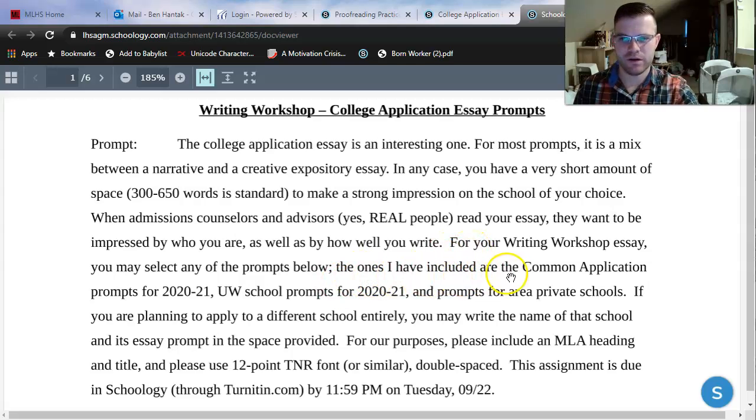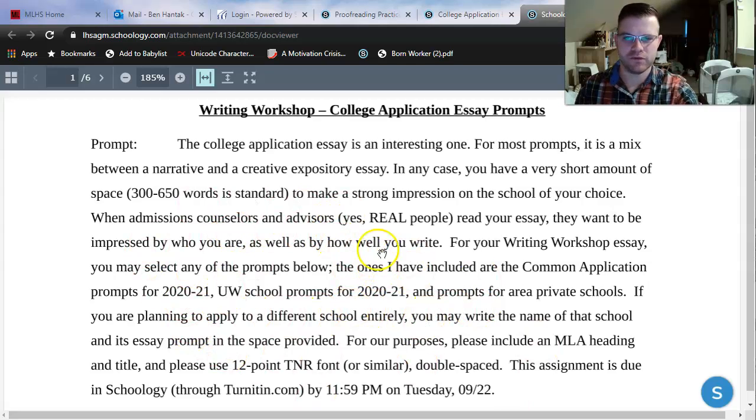The ones I've included are the common application prompts for 2020, 2021. A lot of schools use the common application, and they've got 7 prompts. I cut the last one out because it's too open for this particular project. But there are 6 prompt questions for that one. The UW school prompts for 2020, 2021.